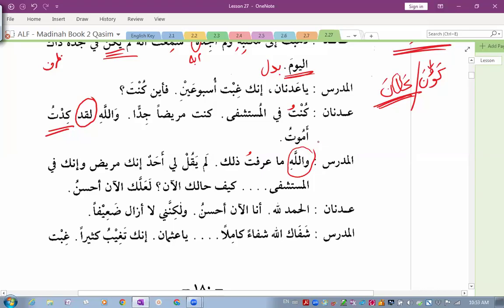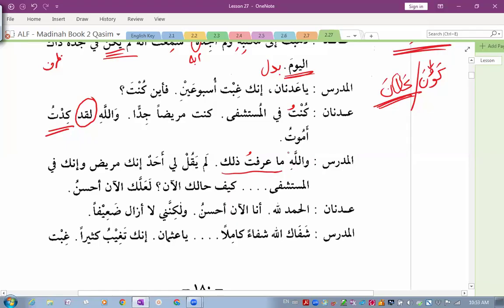Because it's a negative. Yes, exactly. So that's the important point: ma araftu. That's why we do not need a lakad over here, because it's a negative sentence. It's not an affirmative sentence. If it's a negative sentence, it does not need emphasis.